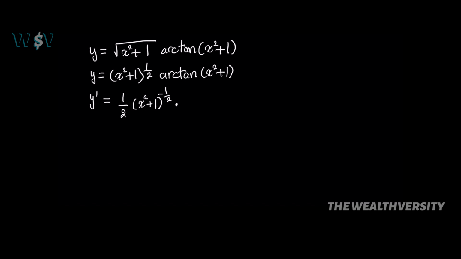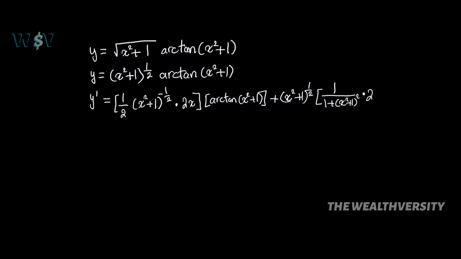So we will write y prime is equal to half times x squared plus 1 to the power of negative half times 2x times arctan x squared plus 1 plus x squared plus 1 to the power of half times 1 divided by 1 plus x squared plus 1 squared times 2x. This is the derivative of the equation.